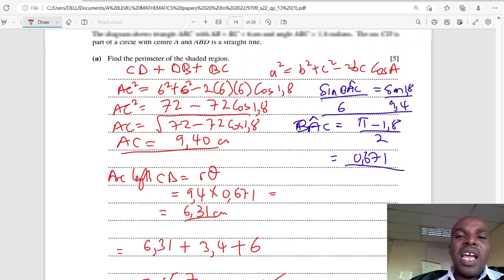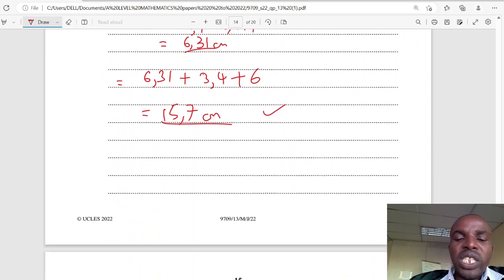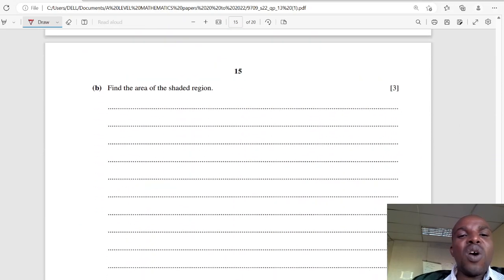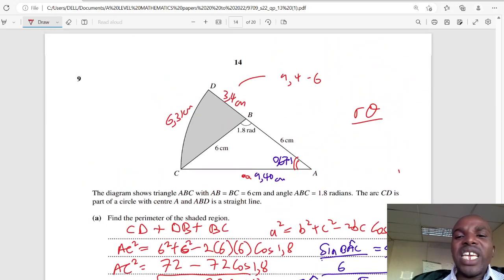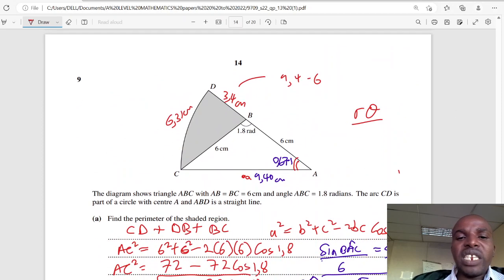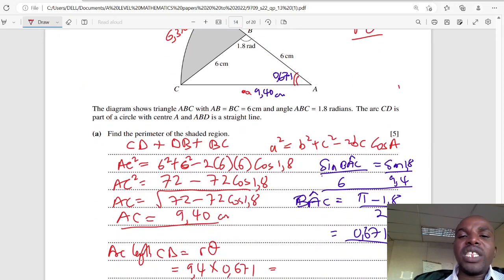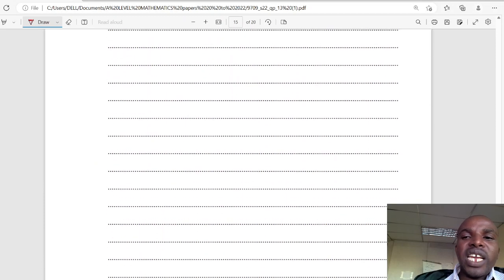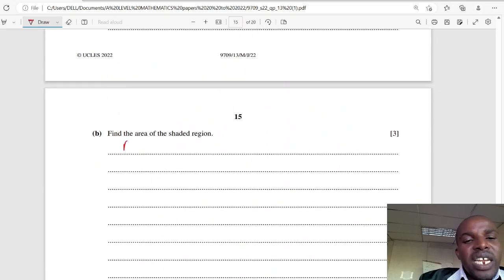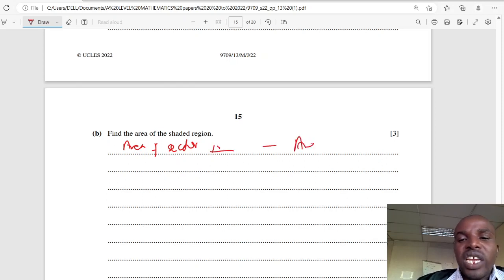Done. Right, next part, that was the perimeter. Then find the area of the shaded region. Now on the area of this shaded part, you can say area of the sector minus area of the triangle. Already we have the items. Area of the sector is half r squared theta. So you can write it here. You can say area of sector, then minus area of triangle.